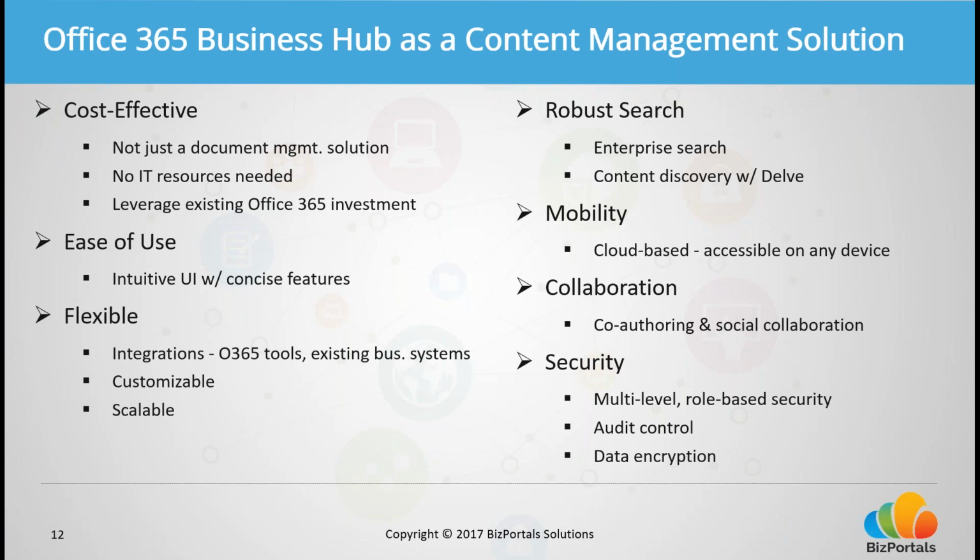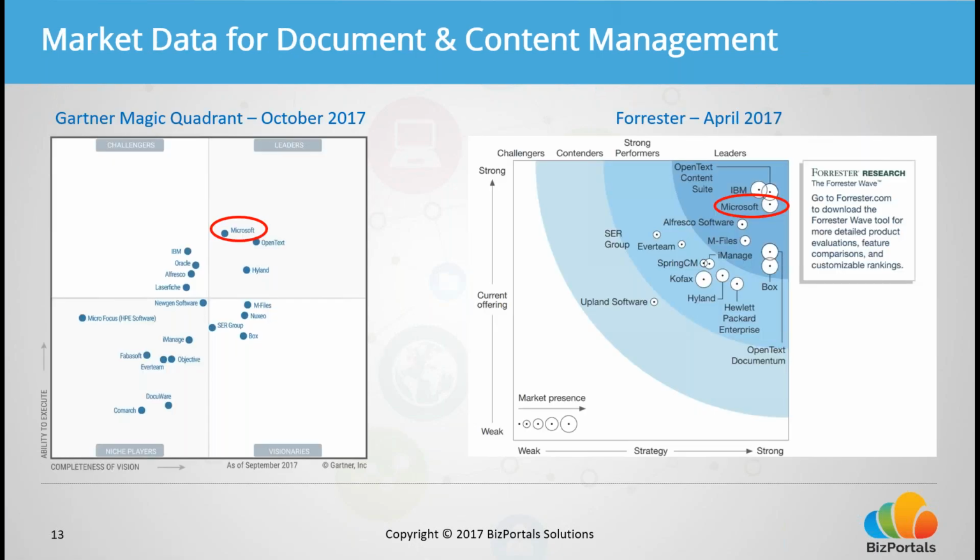So as a document and content management solution, an Office 365 Intranet meets these core criteria. And of course, there are many document and content management options out there like Box and DocuWare. Microsoft is evaluated as a leader in content management for businesses large and small by the prominent Gartner and Forrester. And this says Microsoft, but it is really talking about Microsoft Office 365, SharePoint, and OneDrive as it relates to content management.